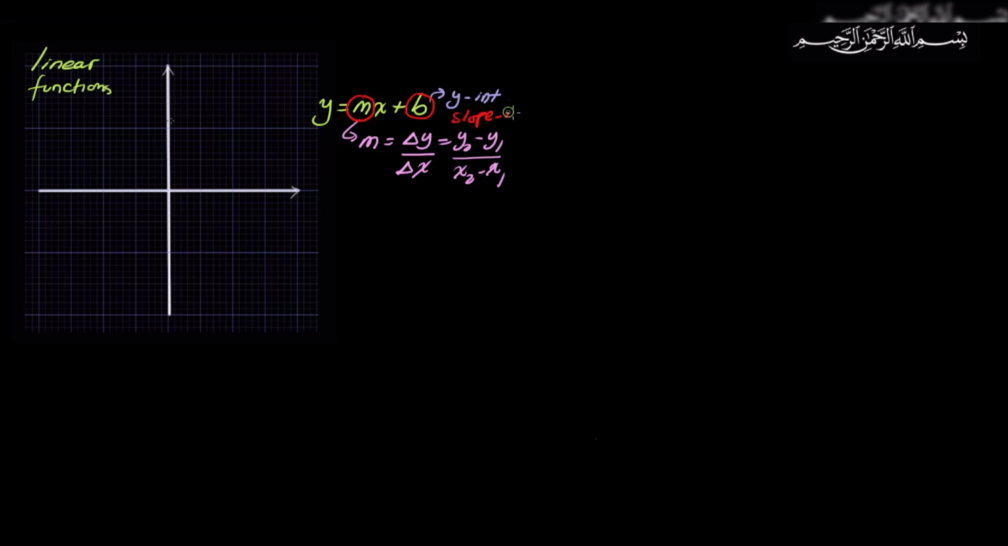There were 2 other forms which are actually very, very useful, and you have to get to know them. In fact, the standard form is ax plus by equals c. This is the standard form of a linear function, and you have to be able to recognize it. So if you're given something like 2x plus 3y equals 7, you have to recognize that that actually is a linear function. That's a line.